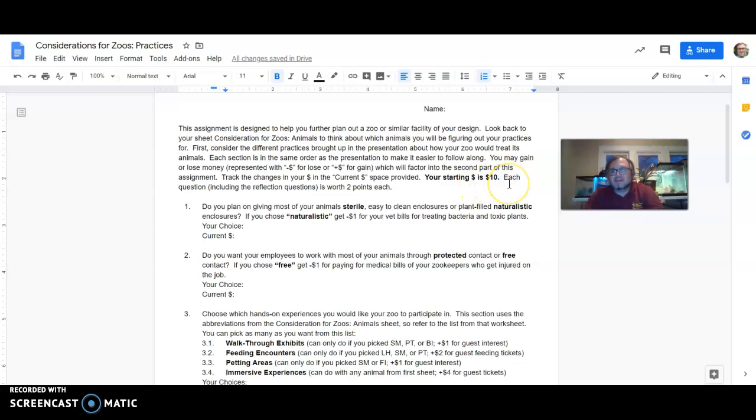And again, that's not like $10 to start a zoo. Think of it as like $10,000 or something more like that. But again, for simplicity's sake, we're just saying 10. Each question, including the reflection questions, is worth 2 points each.